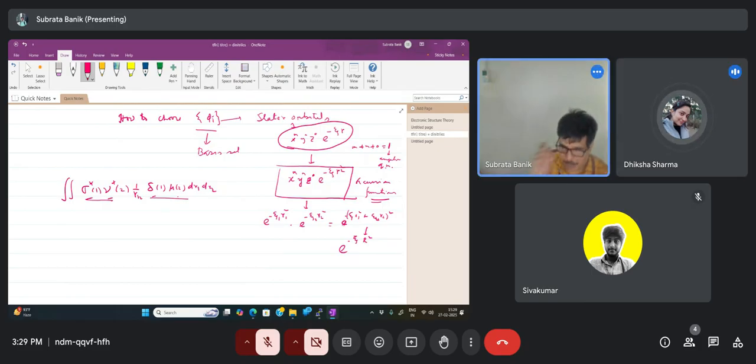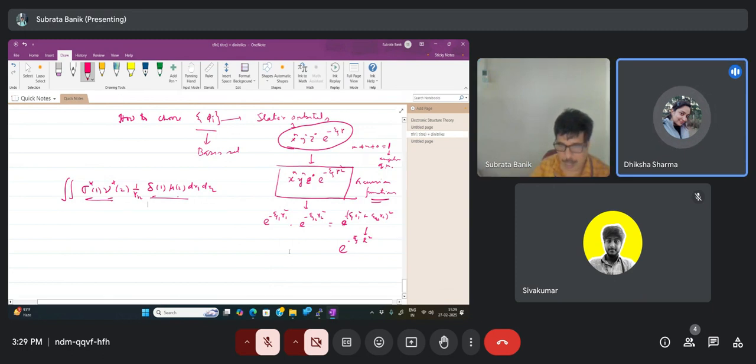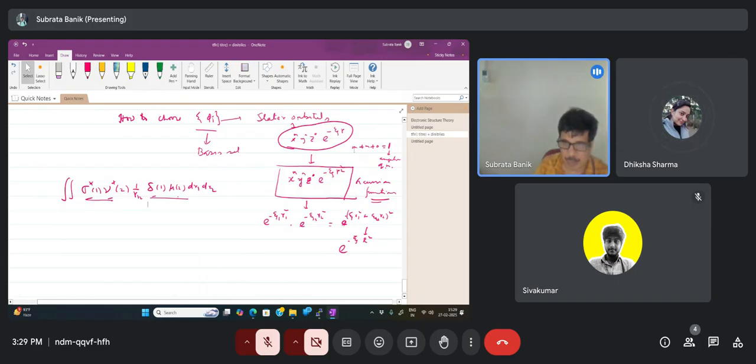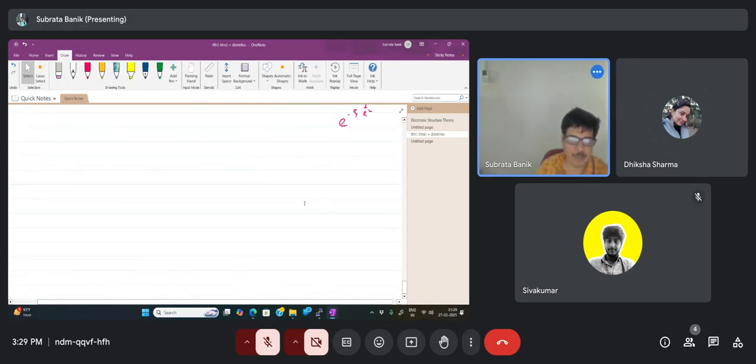Sir, why is the Slater logic not suitable? For this, I will give an example. This is a derivation I don't want to do. You can do it, it's there in the book, but I will give you an example with plotting.